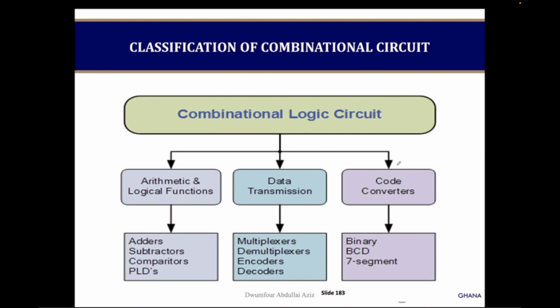Then we have data transmission. Don't forget that in computing, or in computational systems, when I talk about computational systems, I'm just talking about any system that performs computation. It is not only computers that perform computation. We also have other components, other devices that perform computation. So computational systems do not only compute, they also transmit.